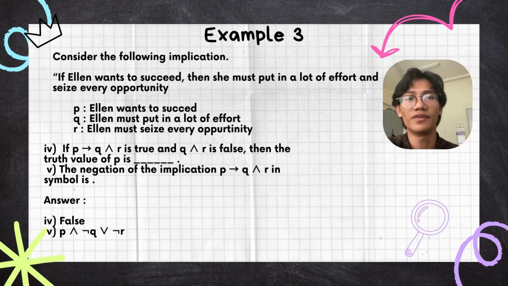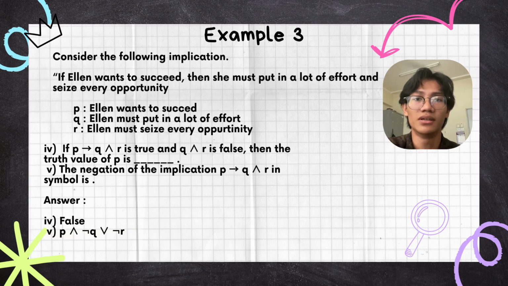Moving on to the fourth and last question. The fourth question asks, if P implies Q and R is true, and Q and R is false, then the truth value of P is? For a statement to imply a false statement, the prior statement must also be false. Thus, the answer is false.